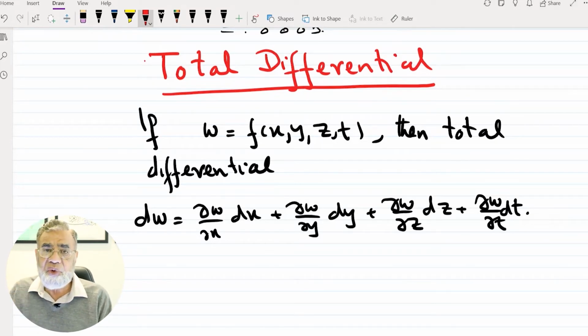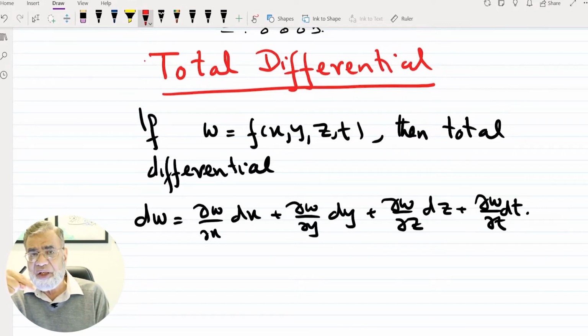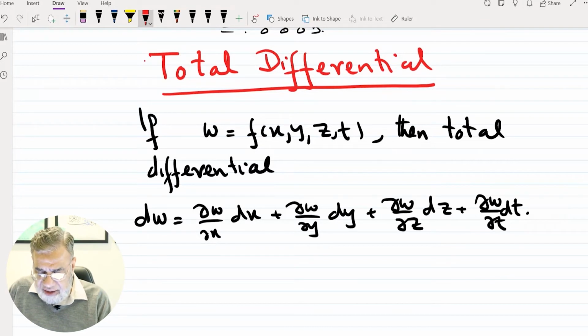We can define the total differential and denote it by df. It is the same differential we defined before, the approximate value; we just call it the total differential. So the formula for total differential, if w is a function of x, y, z, and t, is dw equals partial w partial x dx plus partial w partial y dy plus partial w partial z dz plus partial w partial t dt.